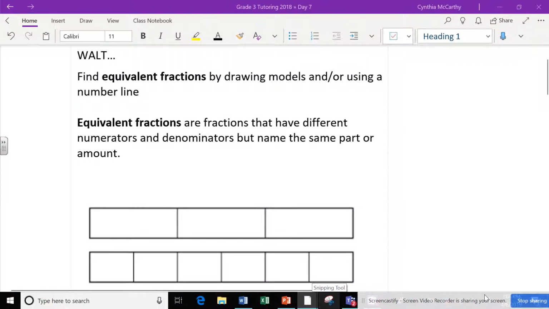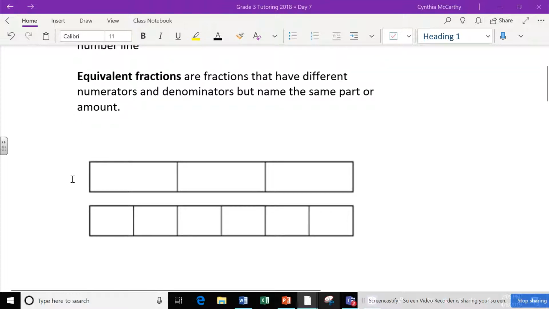Hello, third graders. Today we will be finding equivalent fractions by drawing models and/or using a number line. To remind you, equivalent fractions are fractions that have different numerators and denominators, but name the same part or amount.